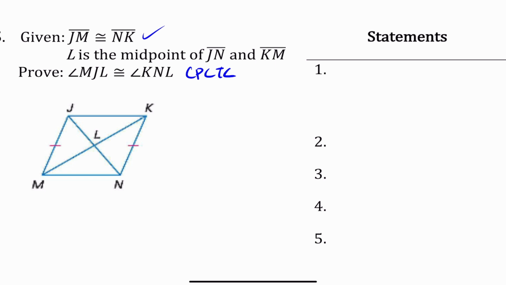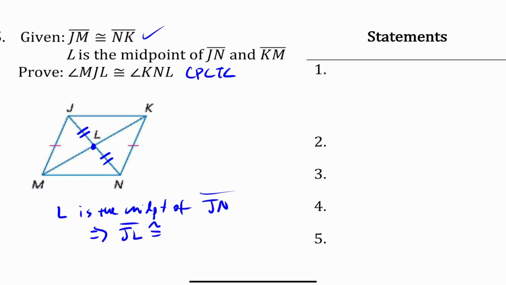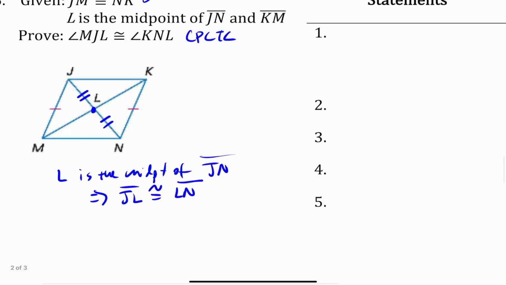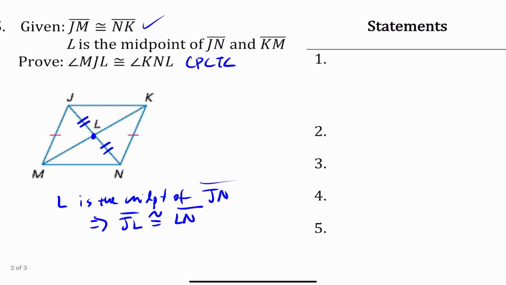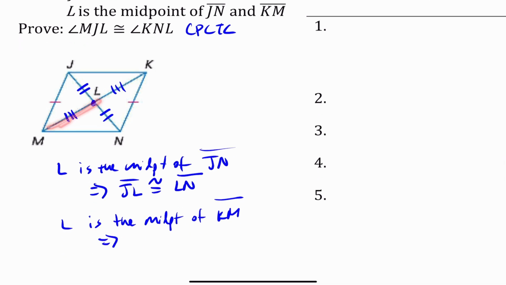That's awesome. But it says that L is the midpoint of segment JN and segment KM. So here is my midpoint L. And since L is the midpoint of segment JN, well, here is L and then here is JN. That means it's going to split the segment into two congruent parts. So segment JL is congruent to segment LN. But L is also the midpoint of KM. So how many tick marks do I need? I only need 3. So L is the midpoint of KM. So that means that this segment here is congruent to that segment.